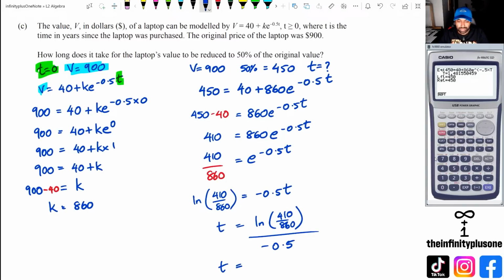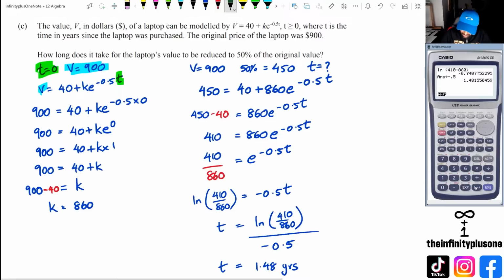When we do this in the calculator, what are we going to get? If I can find my calculator, there it is. We were supposed to get an answer of 1.48, but let's have a look. We do ln of 410 divided by 860, and that divided by negative 0.5. As you can see, that gives us an answer of 1.48 years.